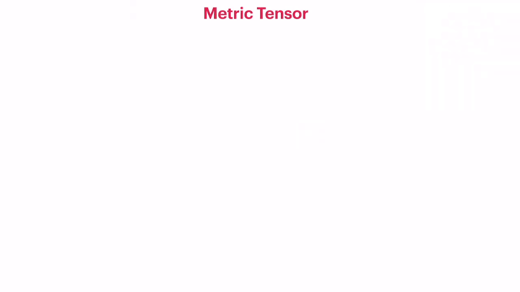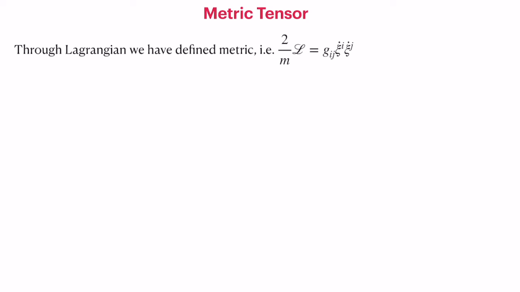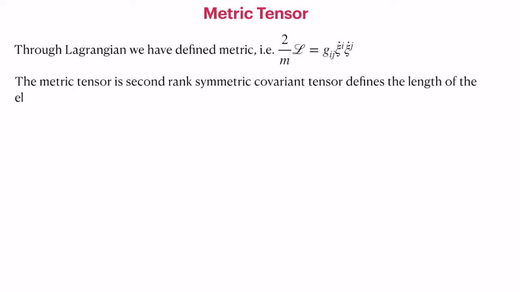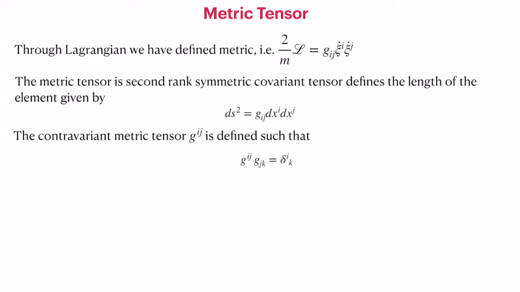Let's go ahead and look at the metric tensor. The metric tensor we have already defined with respect to the Lagrangian in the generalized coordinate system. It is given as L is equal to Gij xi dot i times xi dot j. So this defines the kinetic energy. Also we have seen that once you have the metric Gij, you can define the displacement. A metric tensor is a covariant second rank tensor that defines the length element in that coordinate system, that is ds squared is equal to Gij dxi dxj, where dxi is a small distance element.